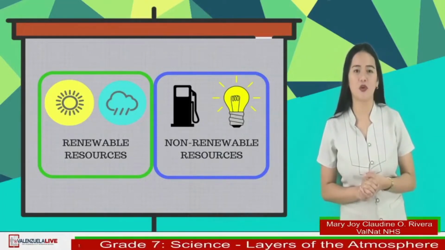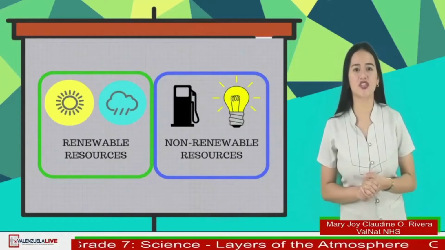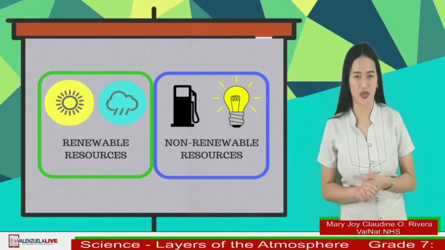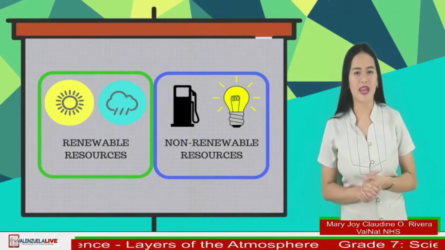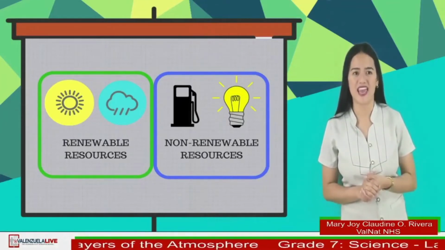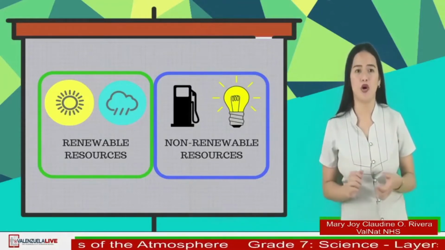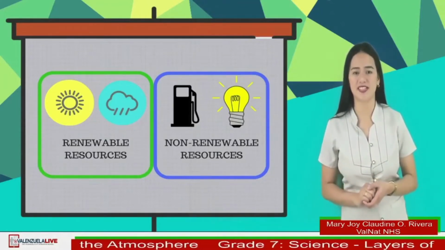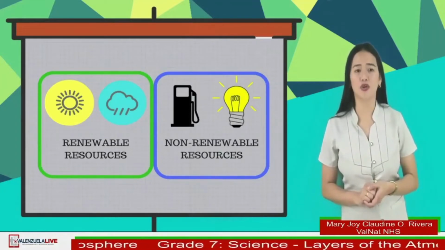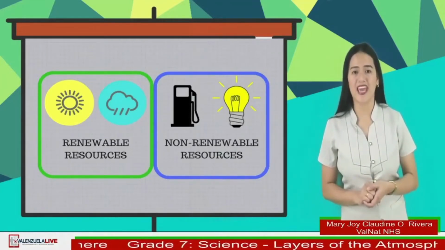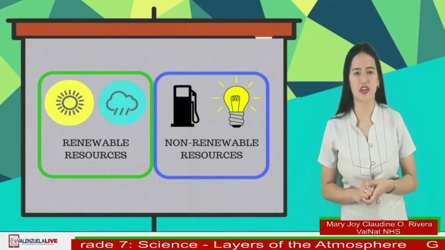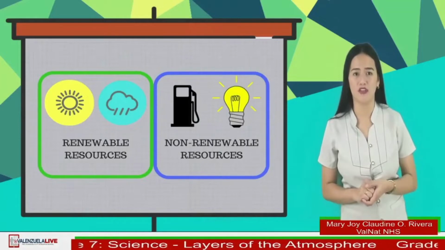Examples of renewable resources include the flora and fauna, or the plants and animals, water, wind energy, solar energy, and hydrothermal energy. While examples of non-renewable resources include fossil fuels like coal, crude oil or petroleum, and natural gas. Soil is also considered a non-renewable resource.